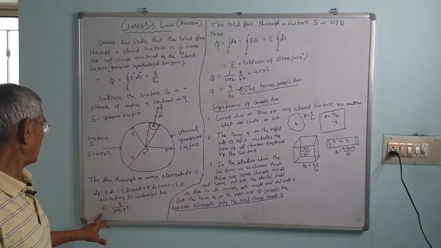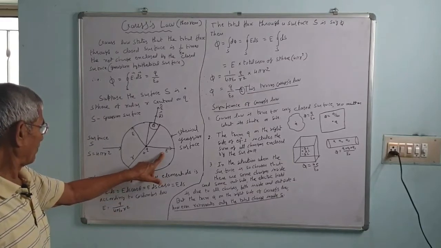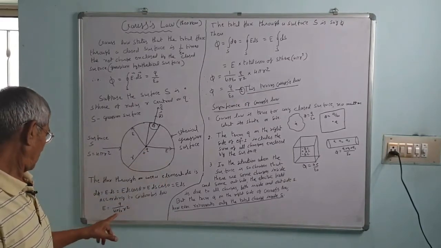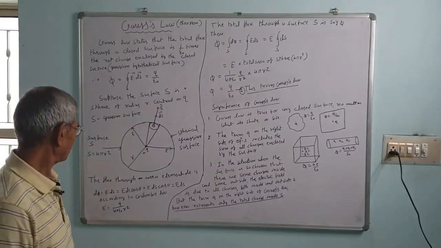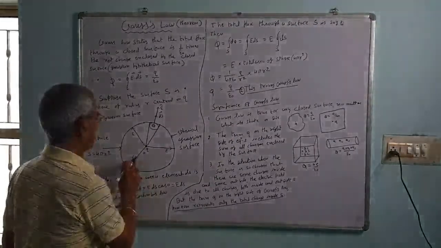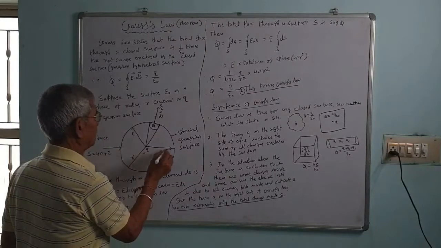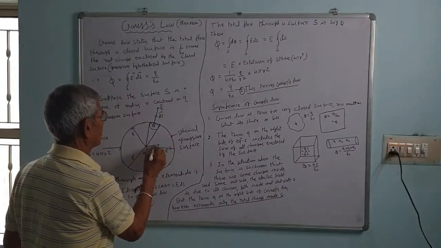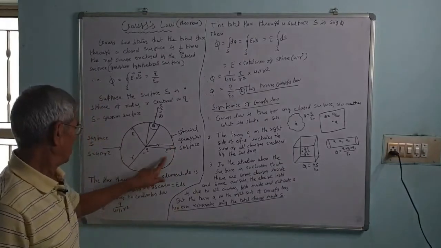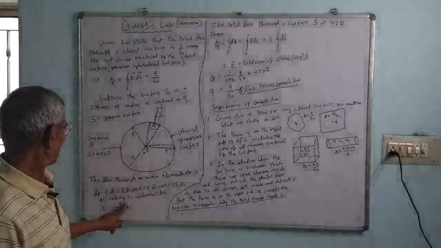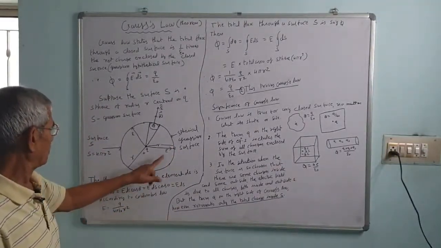According to Coulomb's law, the electric field E is given by q upon 4 pi epsilon 0 r square. The r is the distance, E is the electric field. This distance is also r. So what is the electric field here? It is given by Coulomb's law, q upon 4 pi epsilon 0 r square.